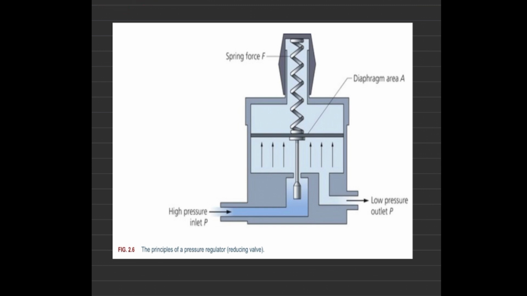So we have a high pressure inlet. This high pressure inlet opens into a larger area, and this area decides the lowering of pressure. High pressure gets distributed into a larger area, converting into low pressure. So the diaphragm area decides the output pressure.